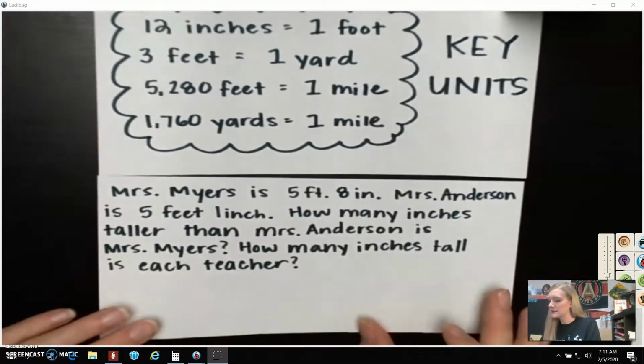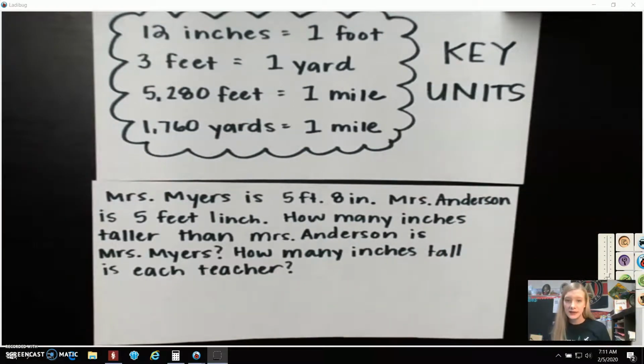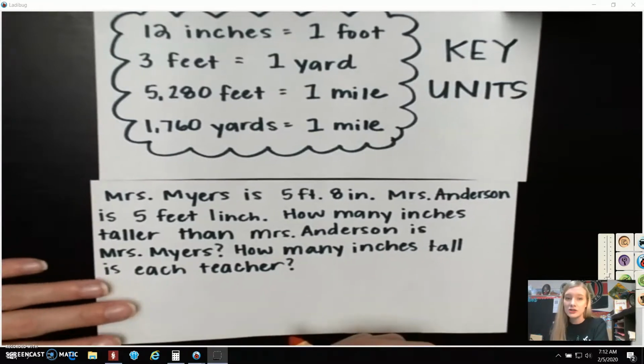And our last problem is right here. It says Mrs. Myers is 5 feet 8 inches. Mrs. Anderson is 5 feet 1 inch. How many inches taller than Mrs. Anderson is Mrs. Myers? And how many inches tall is each teacher? So what we're going to do is I'm going to calculate our heights in inches first, and then I'm just going to see the difference. Now, in this case, I could probably pretty quickly see how much taller Mrs. Myers is than Mrs. Anderson, but I'm going to go ahead and solve for each of them in inches.